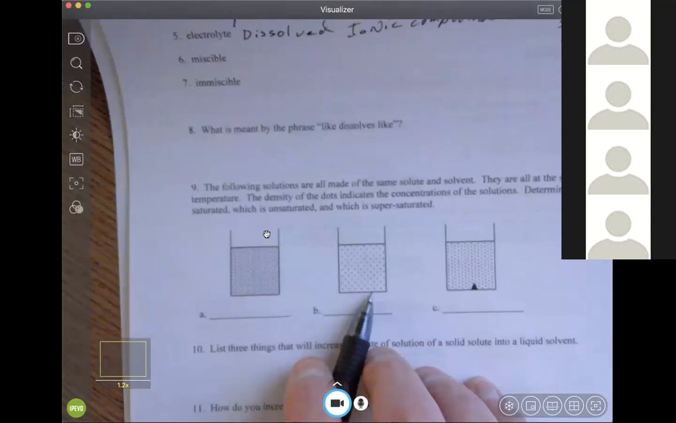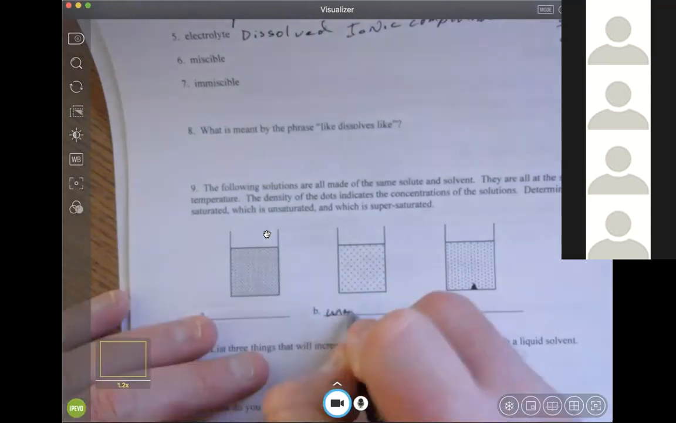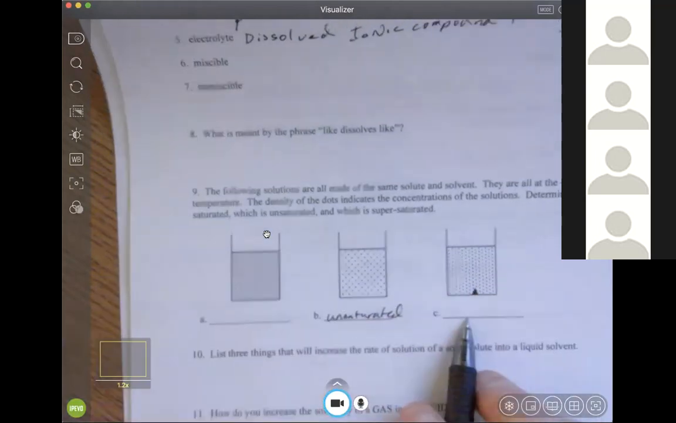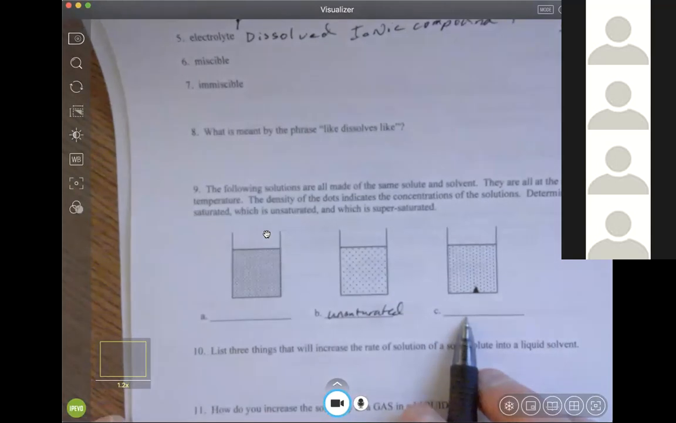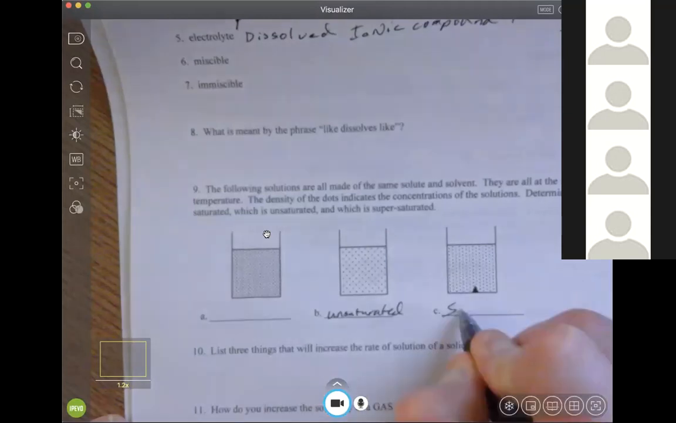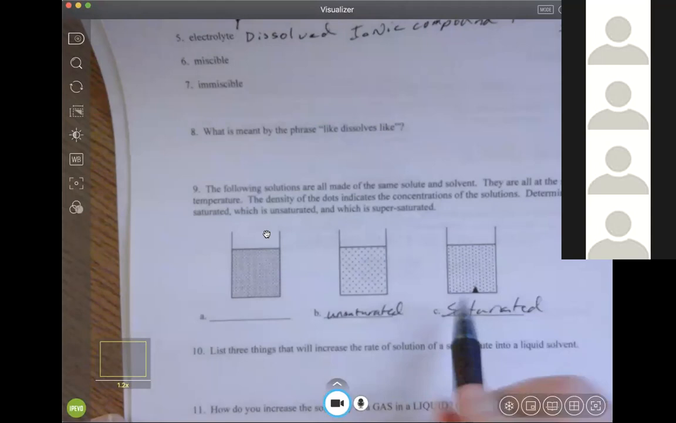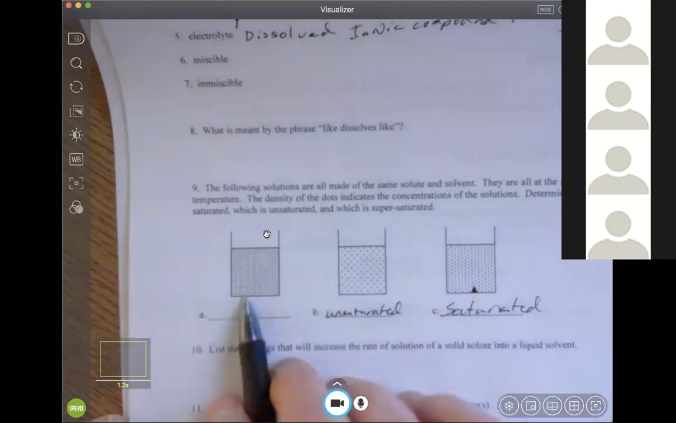Saturated, unsaturated, or supersaturated? Would that be unsaturated? Unsaturated. This guy right here. Saturated? Saturated. Again, this is holding the maximum amount. You can see there's some on the bottom. And then the last one is supersaturated.